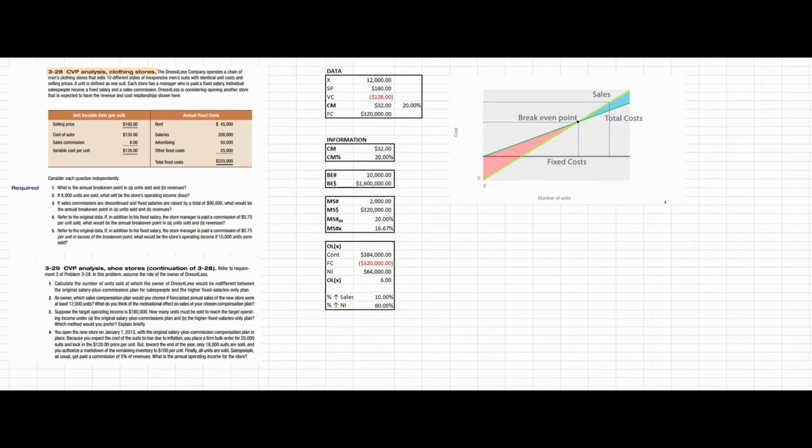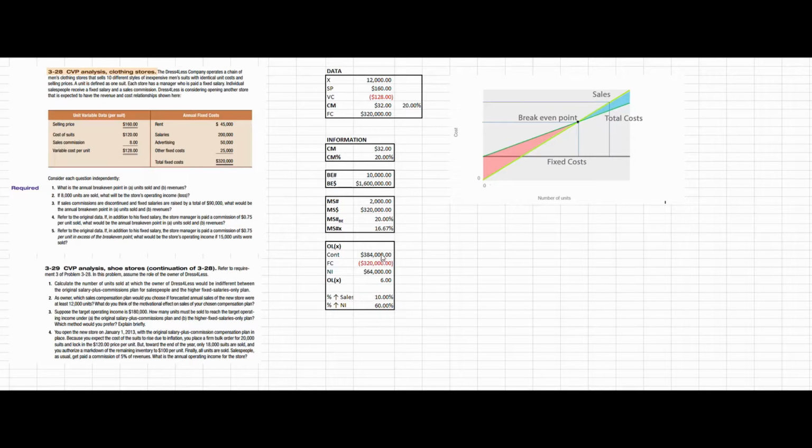If I have a fourth piece of data, expected level of sales or actual level of sales, I can calculate some additional information. Specifically, I can calculate margin of safety. That margin of safety can be expressed in multiple ways. It can be expressed in terms of units. It can be expressed in terms of dollars. It can be expressed in absolute terms or in relative terms.